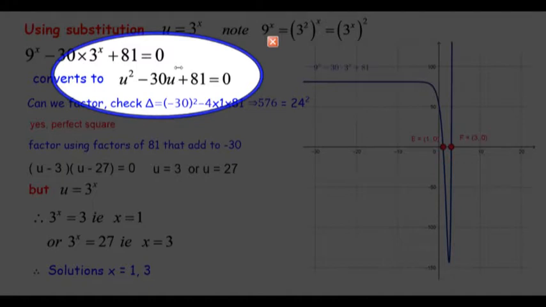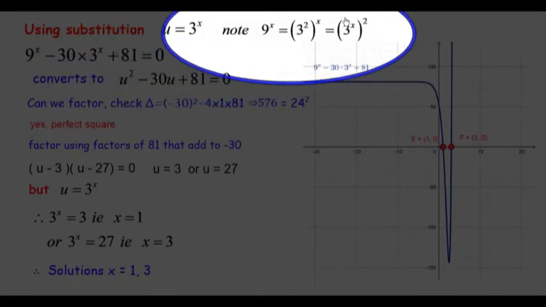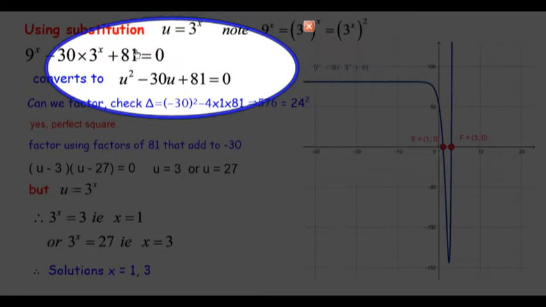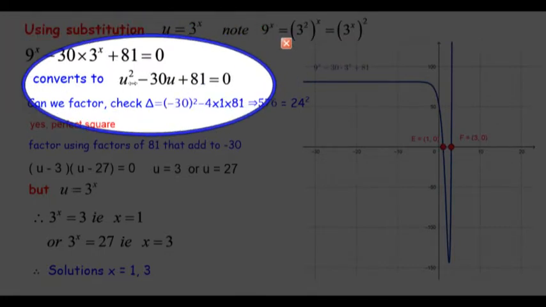Now, how does that occur? I'll just show you quickly that 9 to the x is equal to 3 squared to the x, which is equal to, well, we swap the 2 and the x around because 2 times x is equal to x times 2, and we just get 3 to the x squared, which is u squared because u is 3 to the x. So that 9 to the x is now u squared, giving u squared minus 30u plus 81 equals 0.